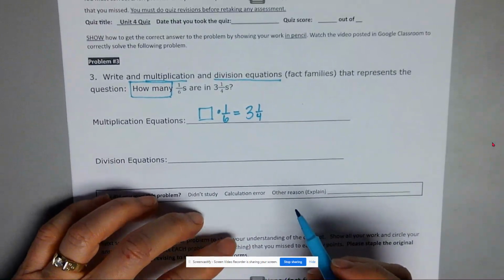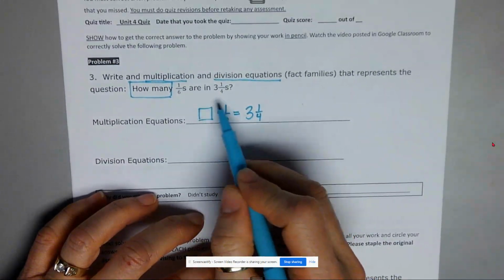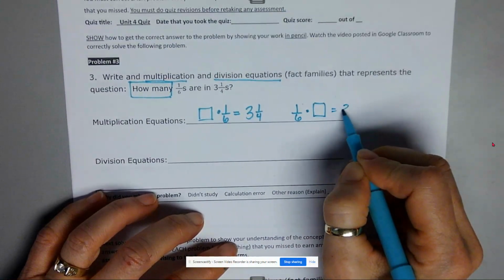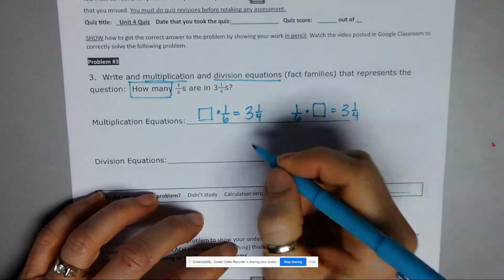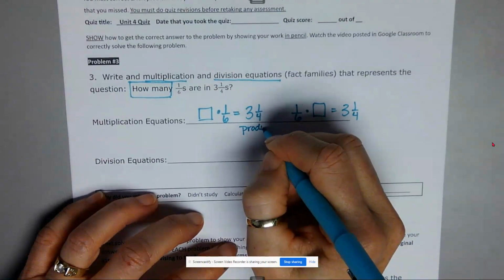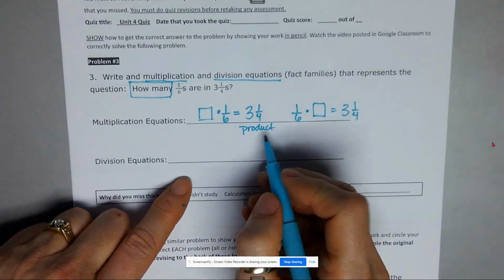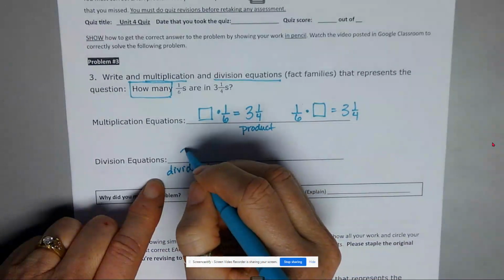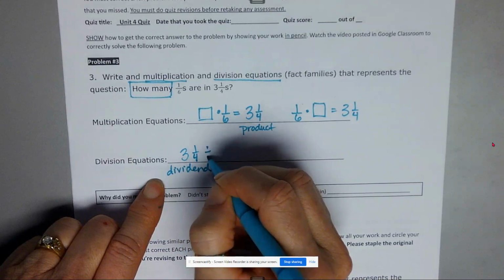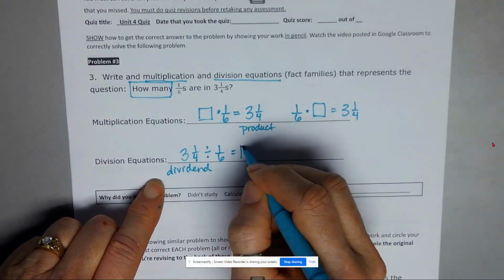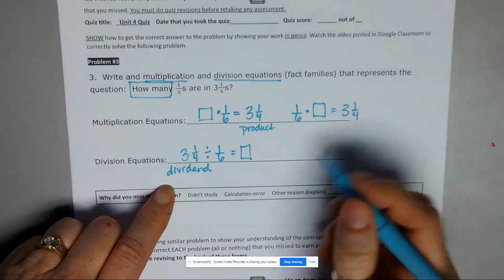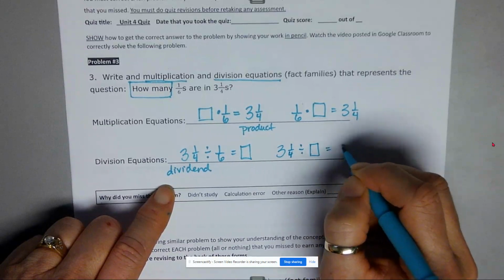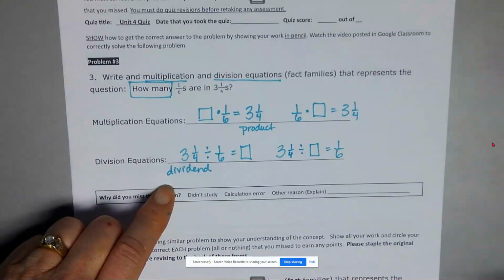And because multiplication is commutative, that means I can change the order, which would be 1/6 times empty box equals 3 and 1/4. Remember, this is our product. The product becomes your dividend when you write it as a division problem. So 3 and 1/4 divided by 1/6 gives us that mystery number, I like to call it, or empty box, or 3 and 1/4 divided by mystery number equals 1/6.